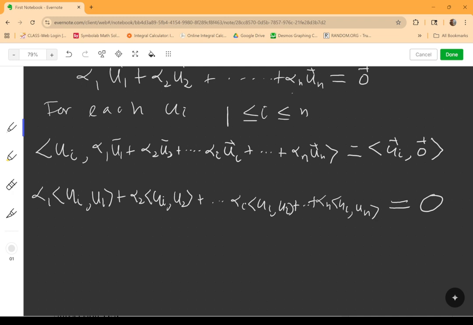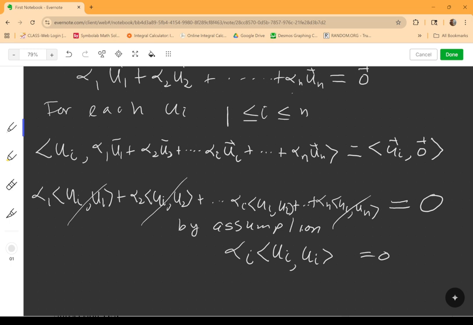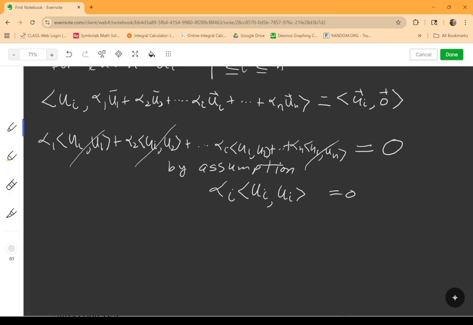All right. Now we're going to bring in our assumptions that I had to begin this theorem here. So the set S was orthogonal, so that means that all of these are going to be 0. All of them except this one here. So here we made this step, by assumption that S was an orthogonal set. Now, we're left with this equation here.